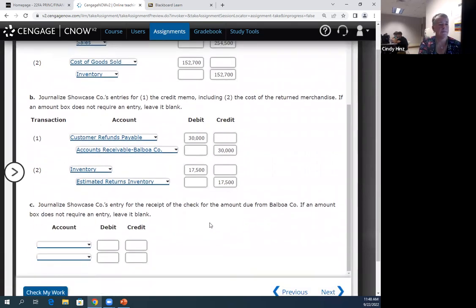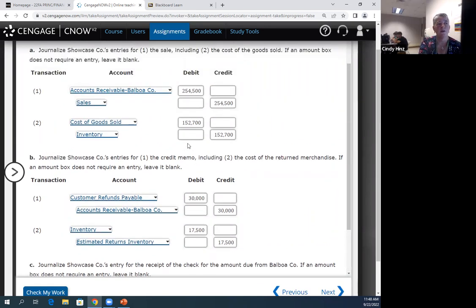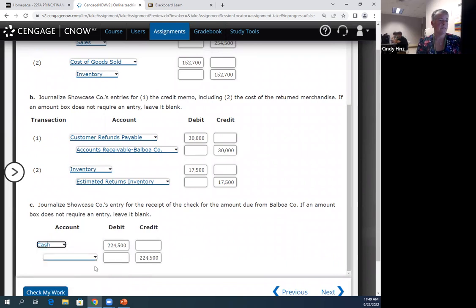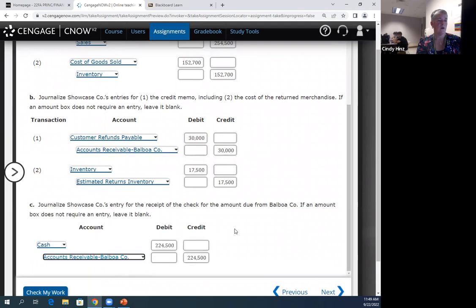And the last step then is to journalize the receipt of the check for the amount due. So how much do they owe us? Originally, they owed us $254,500, but we gave them a credit memo for $30,000. So how much do they owe us now? They don't owe us the $254,500. Now they just owe us $224,500. And they're paying us, so we're receiving cash and they no longer owe us. So we're going to credit accounts receivable.